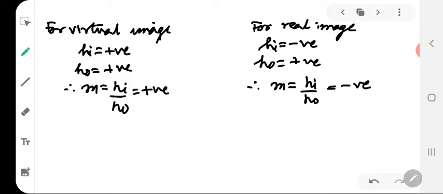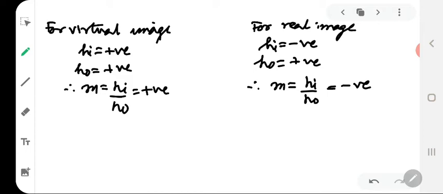Since a concave mirror can produce virtual images as well as real images, the magnification produced by a concave mirror can be either positive or negative. A convex mirror, however, forms only virtual images. So, the magnification produced by a convex mirror is always positive.